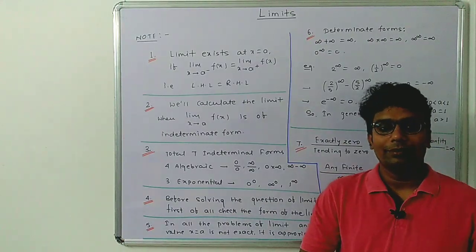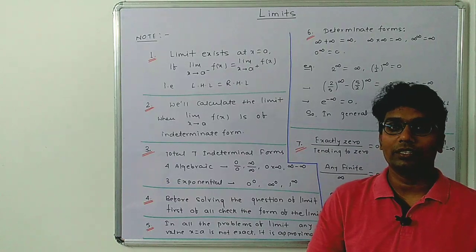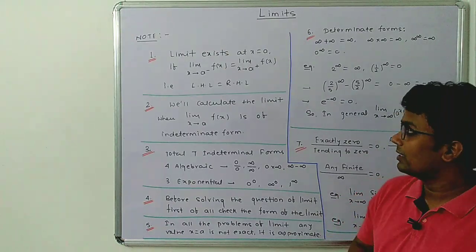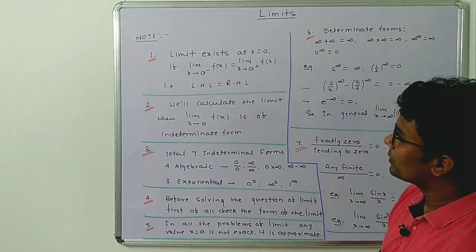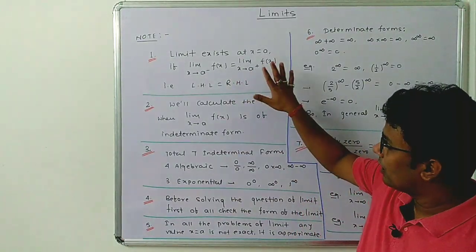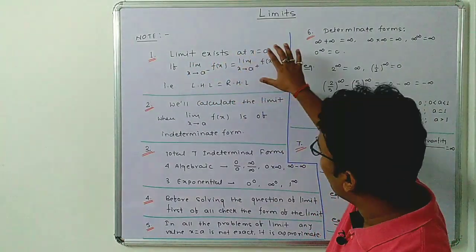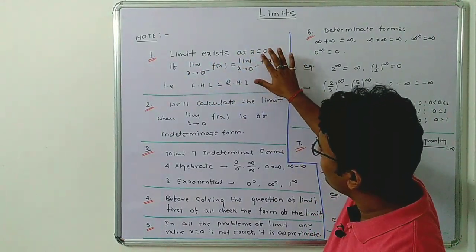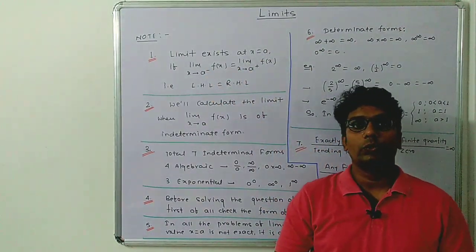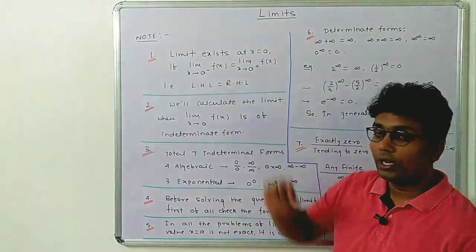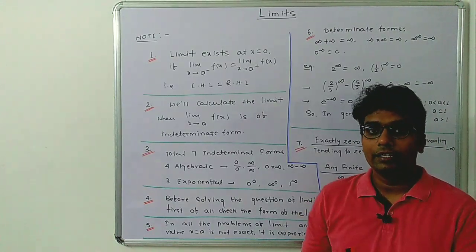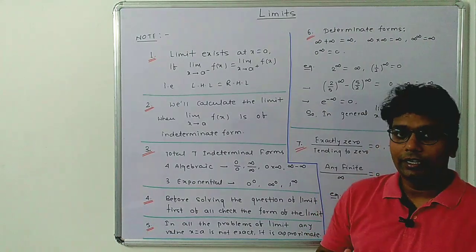Today we are going to discuss some key points that we need to keep in our mind before solving the questions on limits. The first key point is that the limit exists at x equals a if LHL is equal to RHL. We already have discussed this: the limit at any point x equals a exists if and only if the limit as x tends to a minus of f(x) is equal to the limit as x tends to a plus of f(x). We also call these the left hand tendency and the right hand tendency. If the left hand tendency and right hand tendency become equal, then we say that the limit does exist at that point.